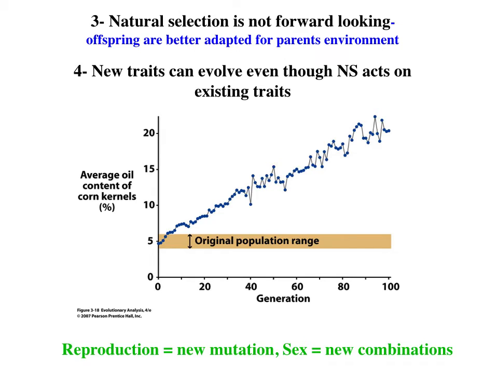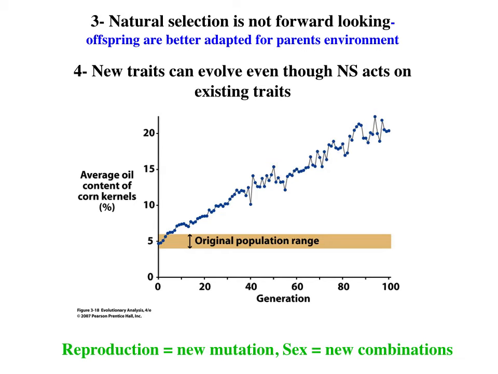Number four, new traits can evolve even though natural selection acts on existing traits. Okay, so you don't necessarily have to have a new mutation every time coming into the population, especially in sexually reproducing organisms. Here, this is an agricultural example of average oil content of corn kernels. You can see here, you have 100 generations. If you look down at the first generation, the average content was 5% oil. What they did in this experiment is they used that original population, right? Maybe some mutation was introduced in those 100 generations. Probably not, though. Mostly what is happening is you're getting new combinations through sexual reproduction in the corn.